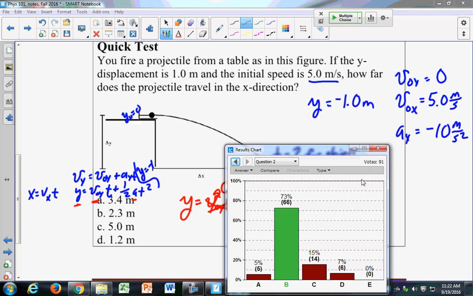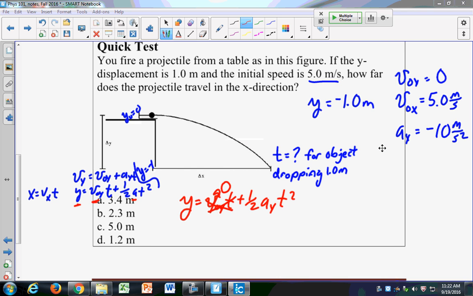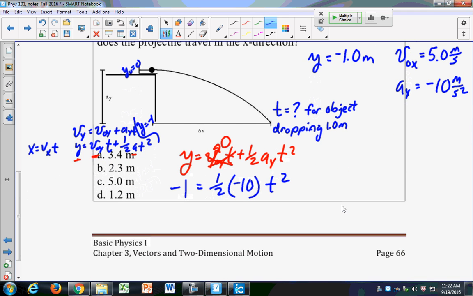So B, I'm pretty sure that's right. 73% of people can't be wrong, can they? They can be, I guess. So let's try it. I don't know what the answer is right off. So y is equal to -1. That's equal to 1/2 of -10 times t squared. And then I solve that. T is equal to the square root of 1/5, or the square root of 0.2, which is 0.447 seconds. Keep more sig figs till we get to the end.